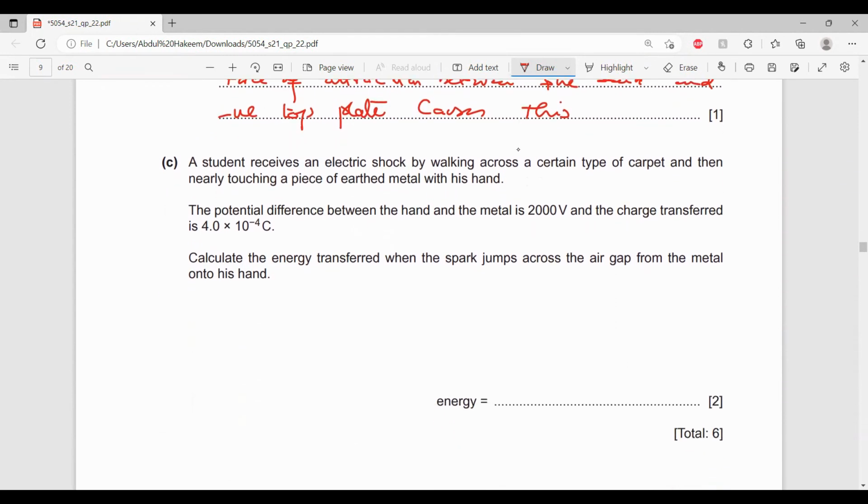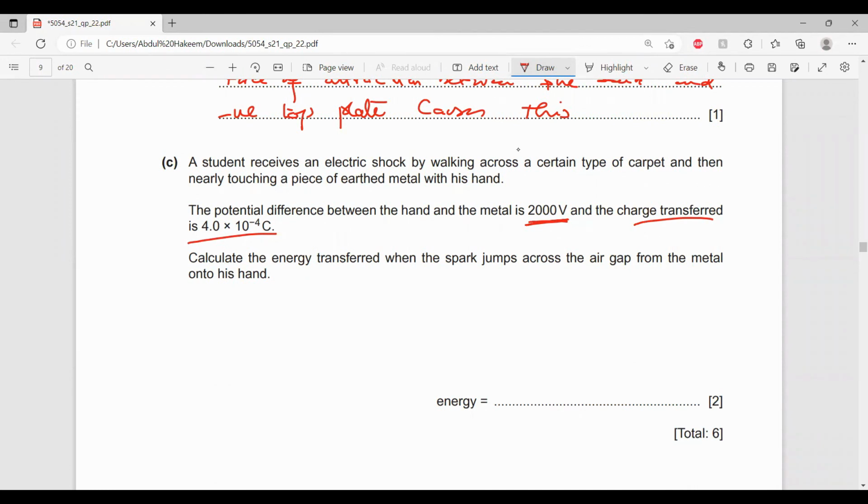Next, a student receives an electric shock by walking across a certain type of carpet and then nearly touching a piece of earthed metal with his hand. The potential difference between the hand and the metal is 2000 volts and the charge transferred is 4 × 10^-4 coulombs. Calculate the energy transferred when the spark jumps across the air.